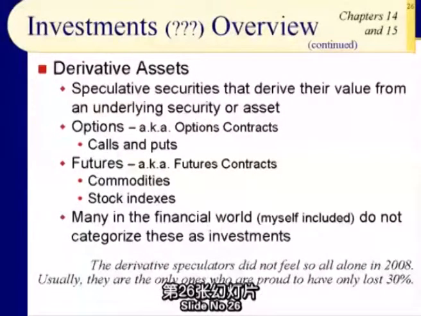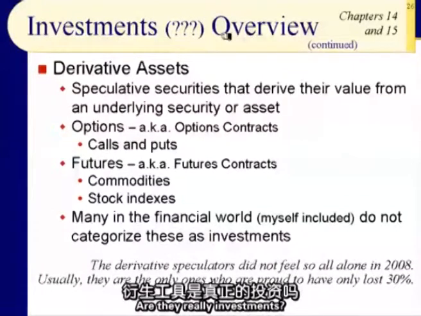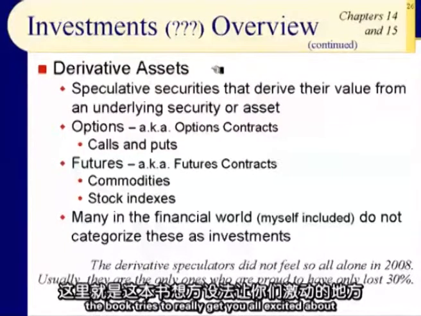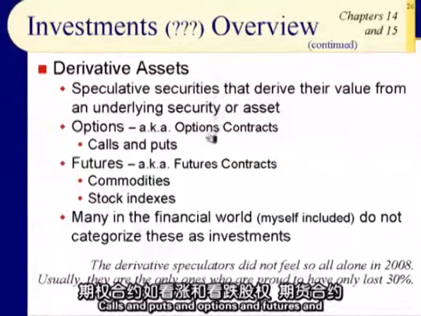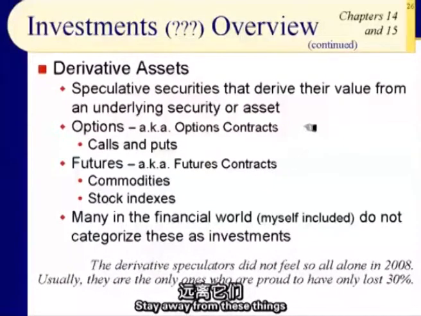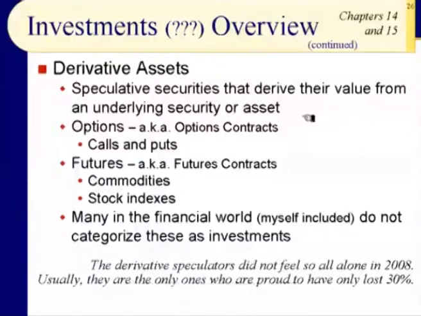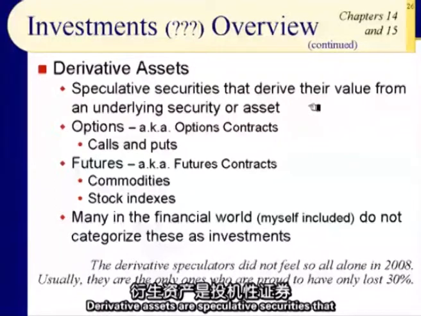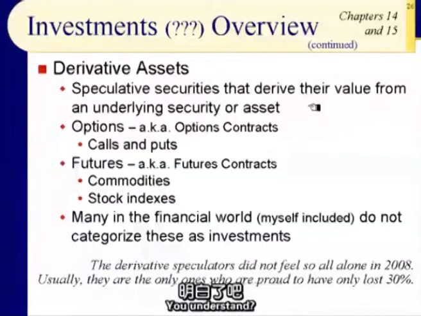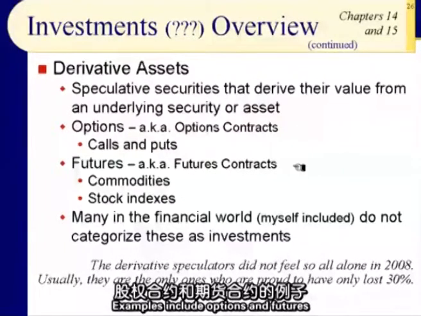Slide number 26. Okay, derivatives. Now, you notice the question marks around the investments. Are they really investments? Not as far as I'm concerned. And this is where the book tries to really get you all excited about calls and puts and options and futures and commodities and indexes. Stay away from these things. But for now, all you have to know is that derivative assets are speculative securities that derive their value from an underlying security or asset. You understand? That's all you have to know. And if you want to, you can add examples include options and futures. All right? That is it.